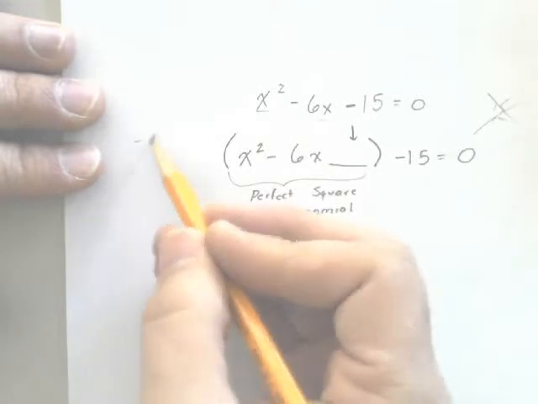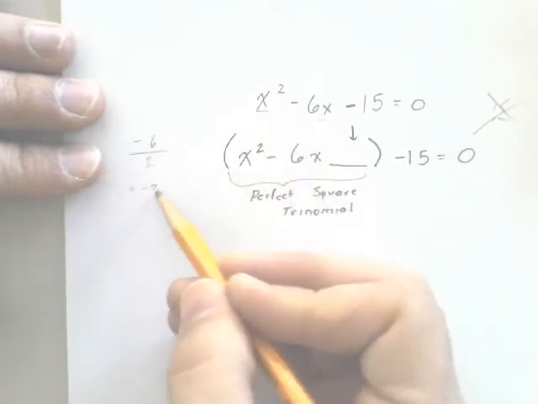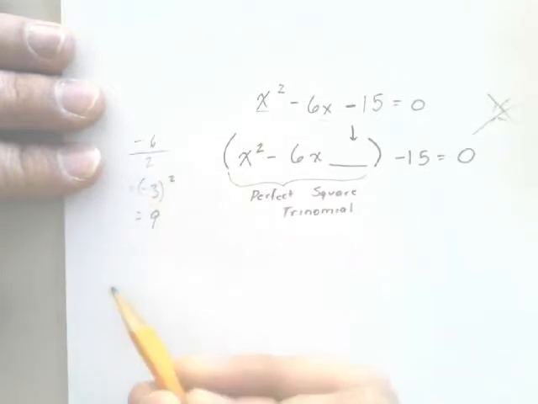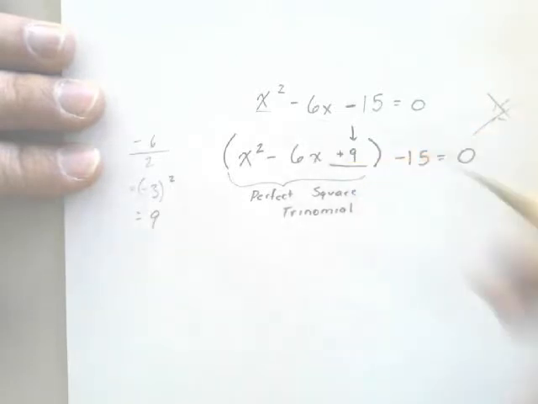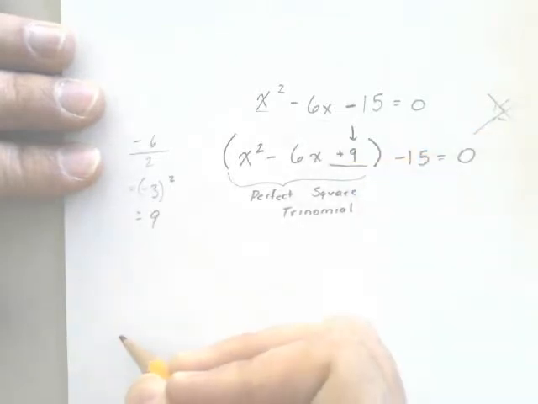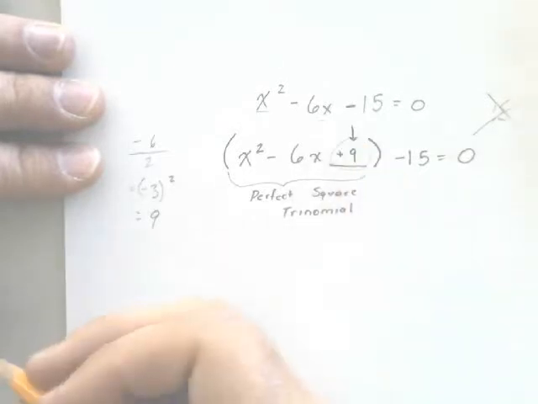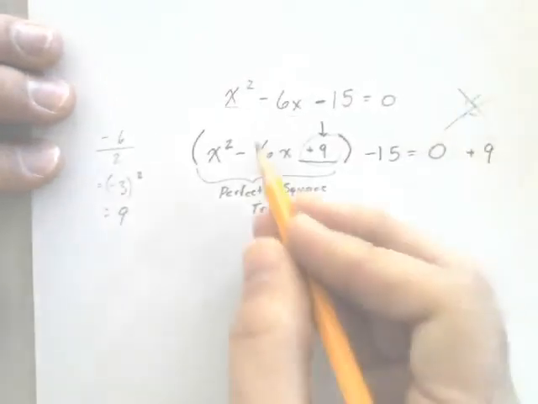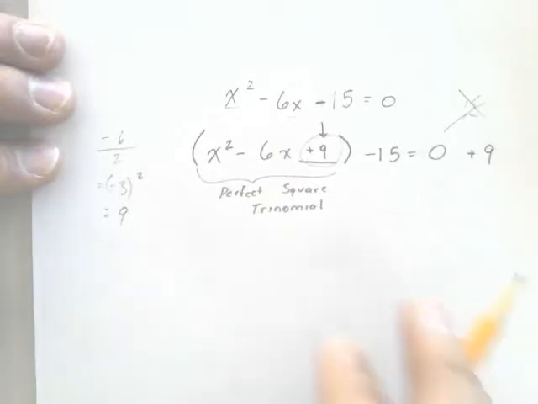Well, if I take negative 6, the middle term, divided by 2, I get negative 3. Negative 3 squared is 9. It's my secret number, so I'm going to add 9 there. Now, what we know from algebra is when we do something to one side of an equation, we better make sure we do it to the other side as well. So I added 9 to this side, I'm going to add 9 to that side.